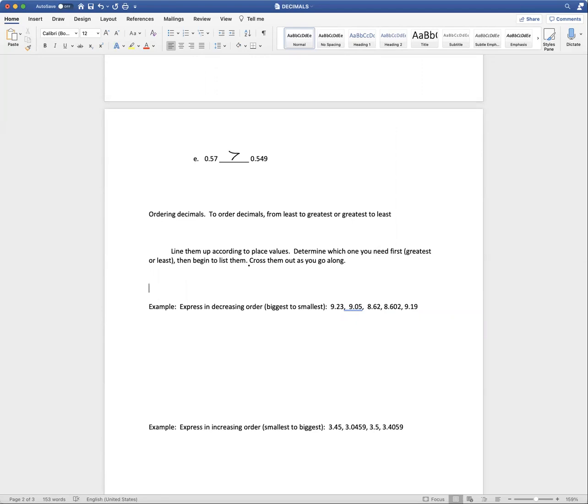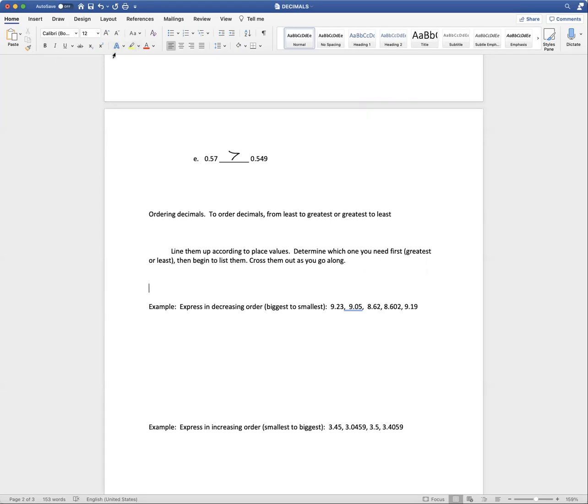So we're going to do exactly what we just did before, except instead of comparing two, we're going to be comparing 4, 5, 6, 7 different decimal numbers. Let's take a look at this. This example says express in decreasing order. Now, when we talk about decreasing, that means we're going from biggest to smallest. So we need to look at this list first and figure out what the biggest number is.